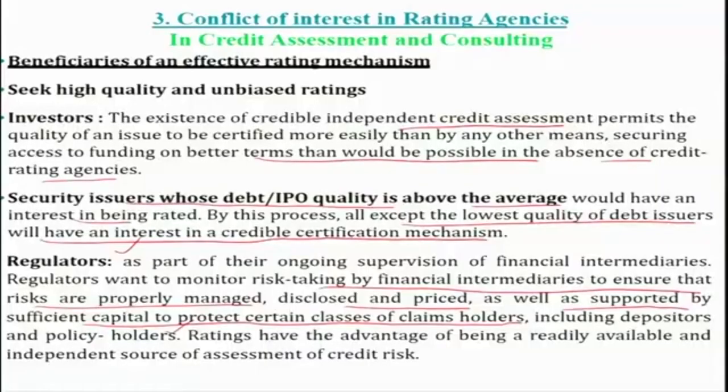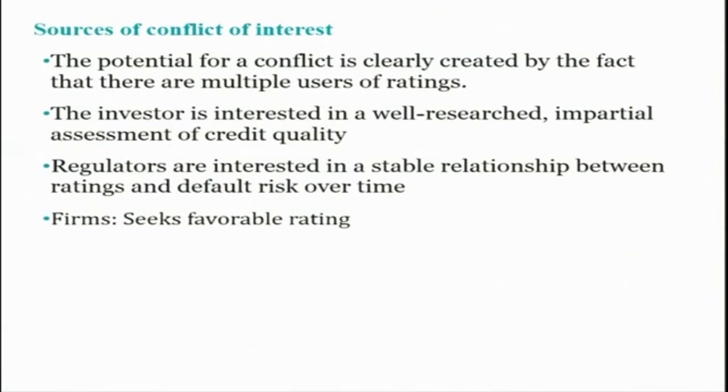Welcome. So in this session, let's continue our discussion about conflict of interest in rating agencies. We have seen in the previous session that there are mainly three beneficiaries of an effective rating mechanism. One is investors, second is security issuers, and the third one is regulators. Let's see what are the sources of conflict of interest for the rating agencies. The potential for a conflict is clearly created by the fact that there are multiple users of ratings. That is the foremost important source of conflict of interest.